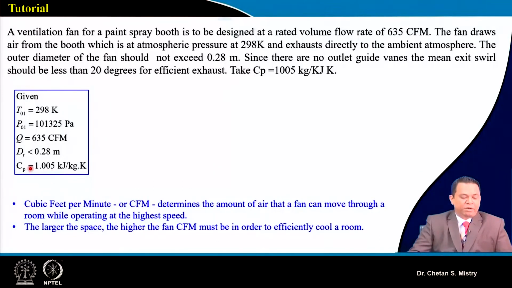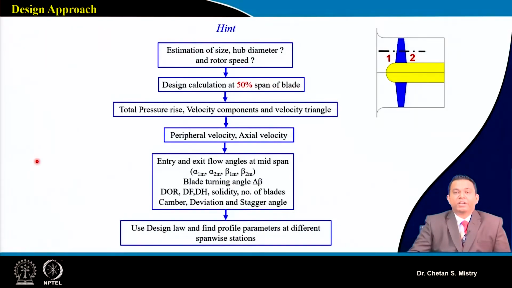Now here, my tip diameter should not exceed 0.28 meter. So let's try to explore the design possibilities for this. Here it says there is no exit swirl, so my fan will look like this: I will have only a rotor. Now in order to do the design, we need certain parameters. My casing diameter is one of the constraints given, but nothing is mentioned about what my pressure rise needs to be. My flow rate is given in CFM.